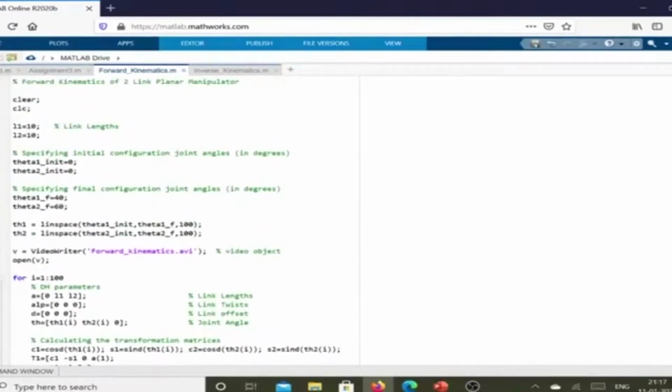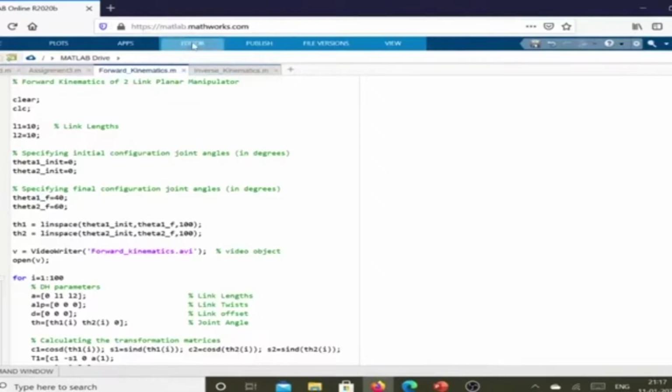There are of course different ways of writing the program. This is just one way. You can write it in any other way you want, but the basic structure remains the same. Now here, something to note is what the input was. The input was theta 1 equal to 40 and theta 2 equal to 60.